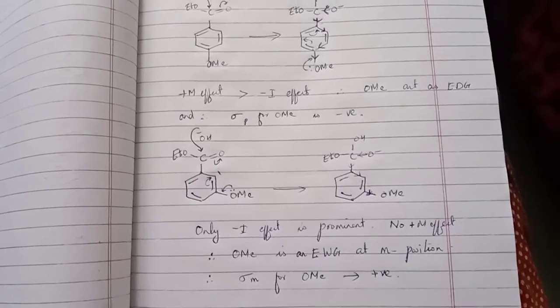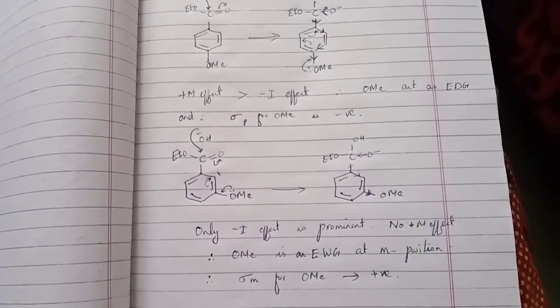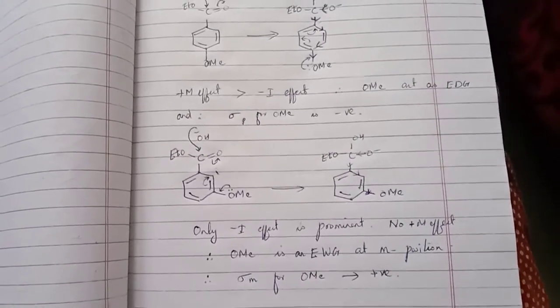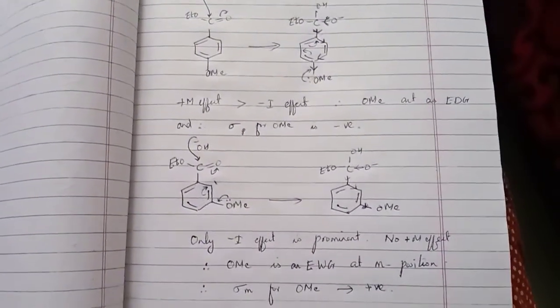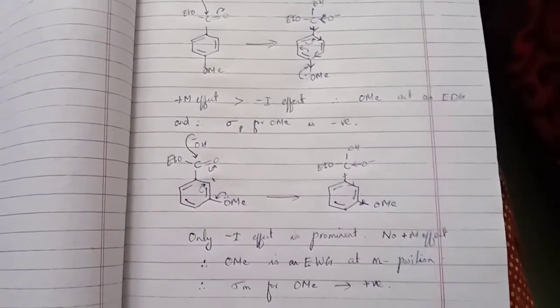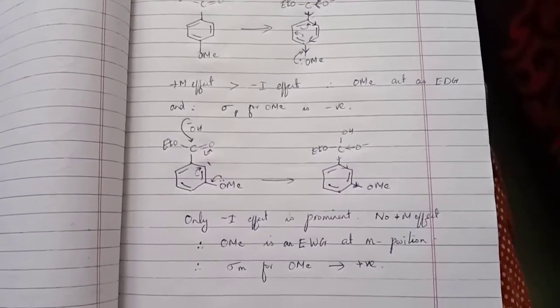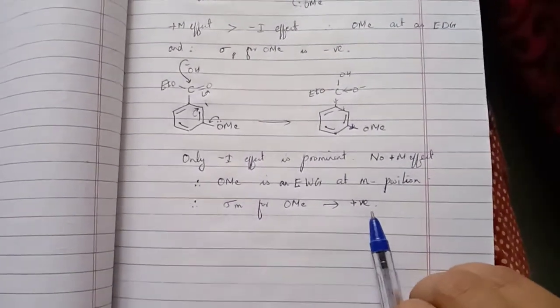We also know that OMe is an ortho-para directing group on the benzene ring. So ortho-para directing means the group at the meta position will not have any such effect. So we can think like that also. So plus M effect is less prominent here, minus I effect is more prominent, so it will act as an electron withdrawing group. So sigma meta for OMe is positive.